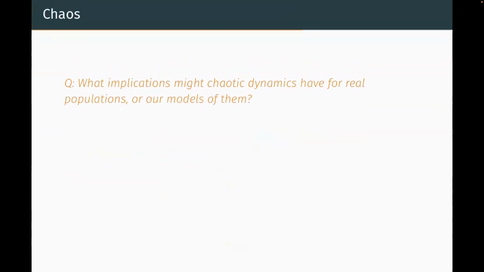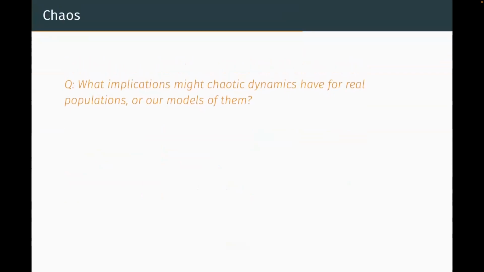So I have a couple of questions for you guys. Maybe chat to the person next to you for a minute or two. I want you to think about what the implications of chaotic dynamics are for real populations or our models of them. There's a biological consequence for having chaotic dynamics, and then there's also a modeling consequence. So have a think about that for a minute or chat to the person next to you. Okay, I don't hear any chatting, so I hope there's just thinking going on.